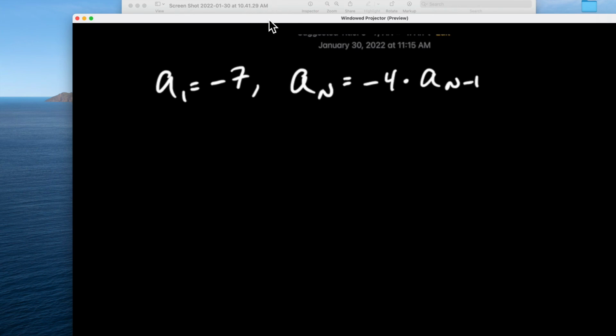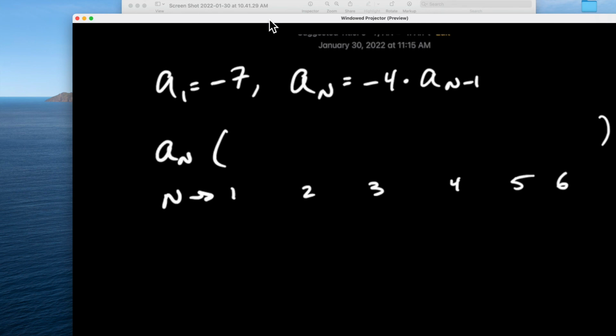Okay, let's write down the first 6 members of the sequence. Let's write our positions in. So important to understand that the n equals the positions. Now the values, a of n. What's the value at position 1? They tell us it's -7.